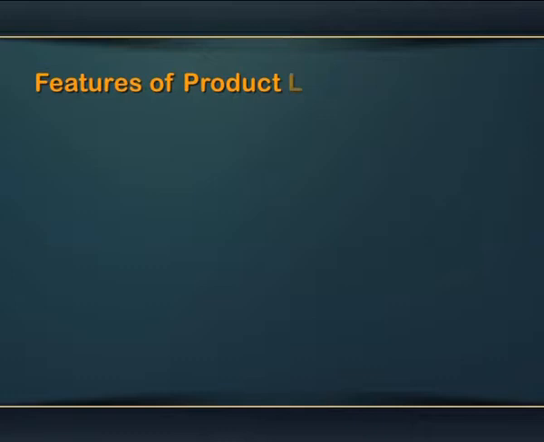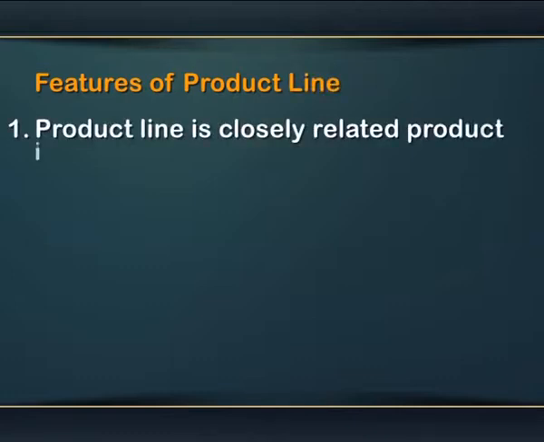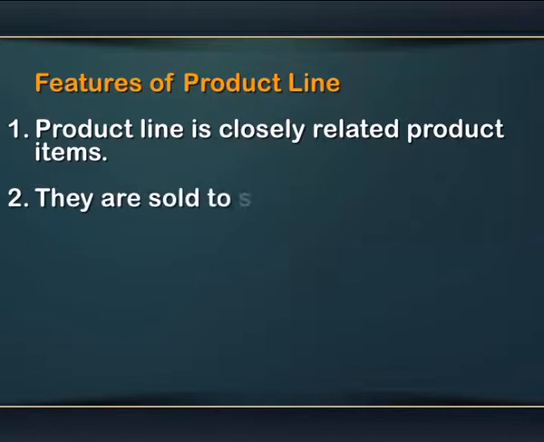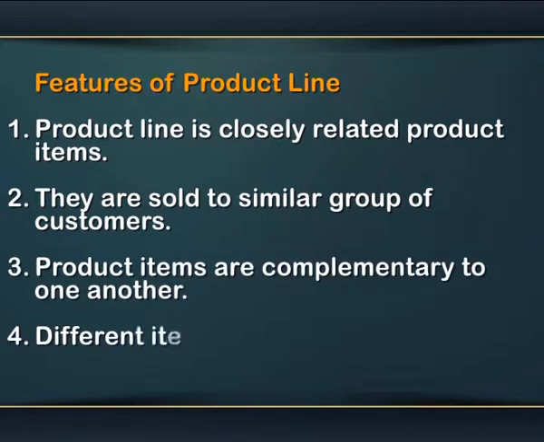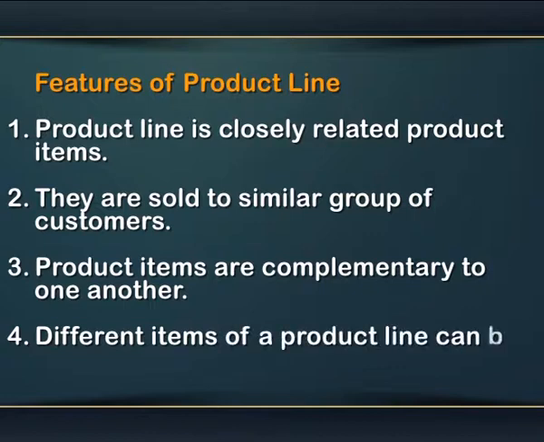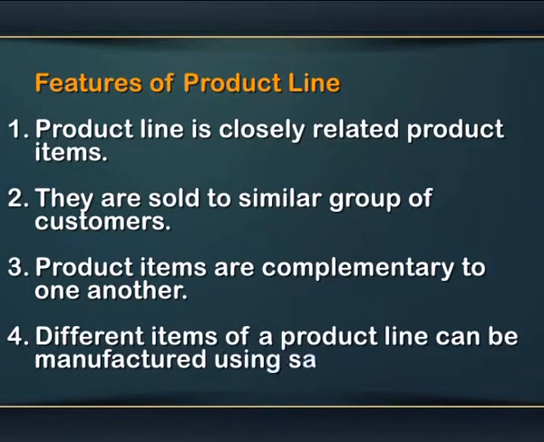Features of product line. First, product line is closely related product items. Second, they are sold to similar groups of customers. Third, product items are complementary to one another. Fourth, different items of a product line can be manufactured using the same technology.